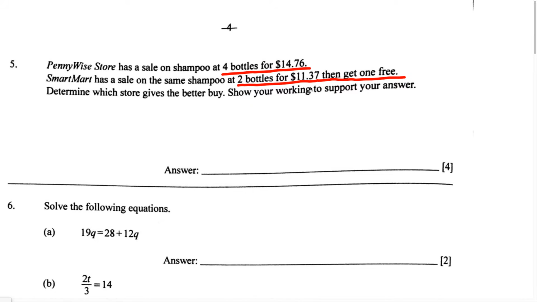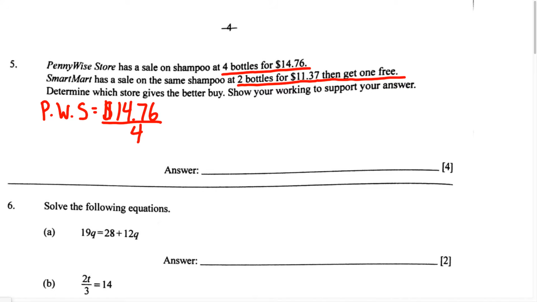Anytime you have a question like this, you want to solve for one. So for Pennywise store, I'm just going to write PWS for short. Pennywise store. They are selling you 4 bottles at $14.76. Therefore, we're just going to say $14.76 divided by 4. Just put this in your calculator.